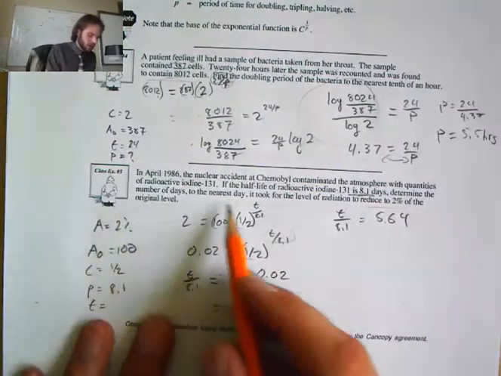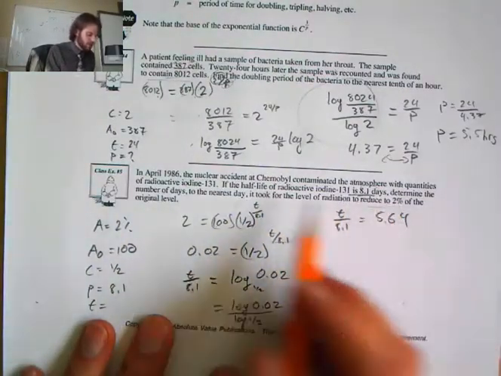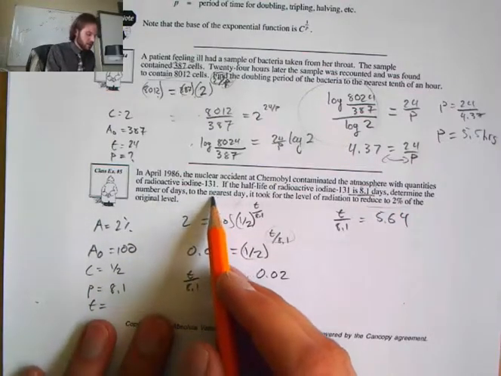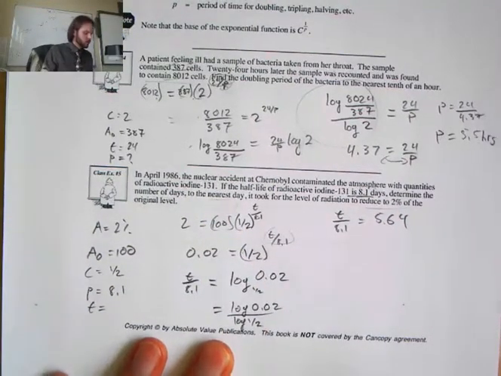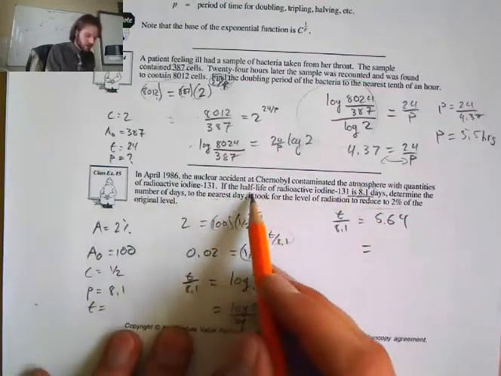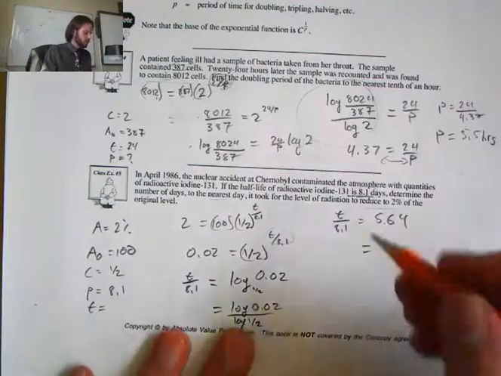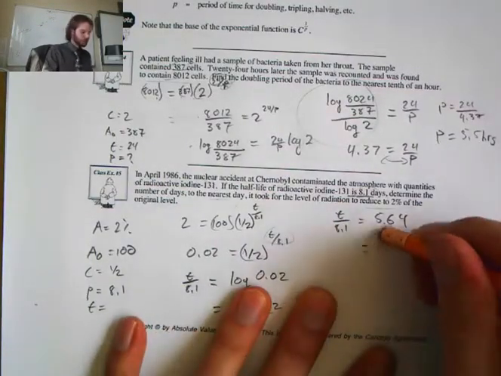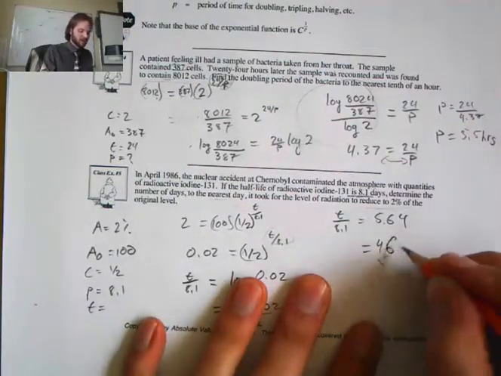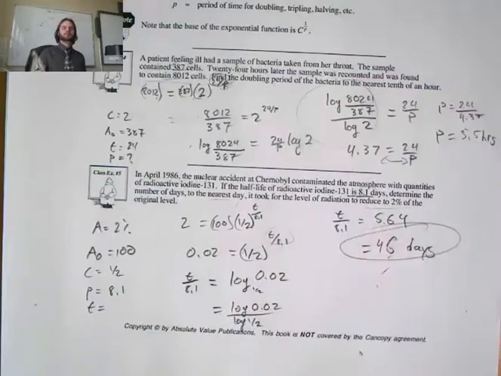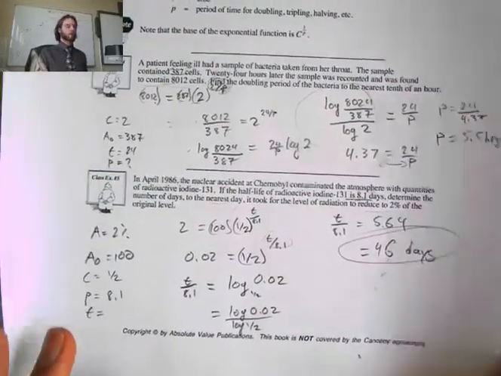Okay, so it took radiation to 2% of the original level. Determine the number of days to the nearest day. Okay, so it's going to be 45.7 over 8.1... so 46 days, because we have to round up, so it's going to be 46 days. And that's how long it took. Okay, and there we go, done.